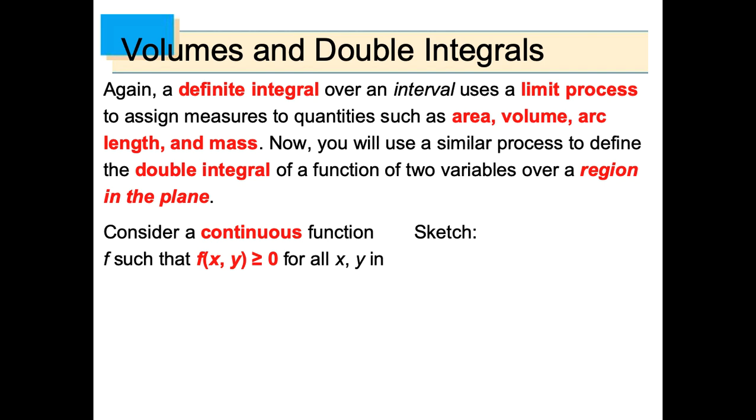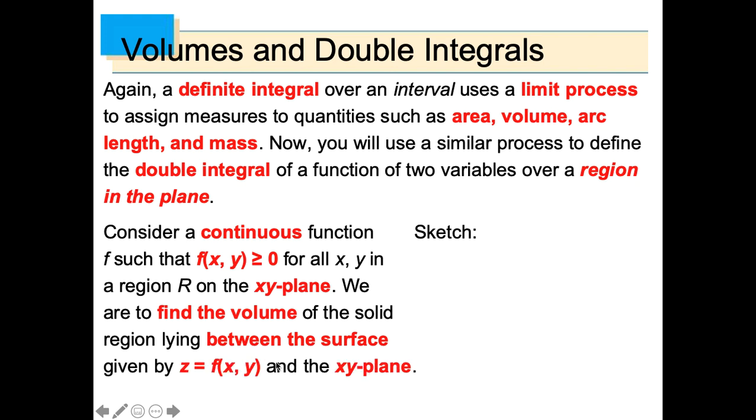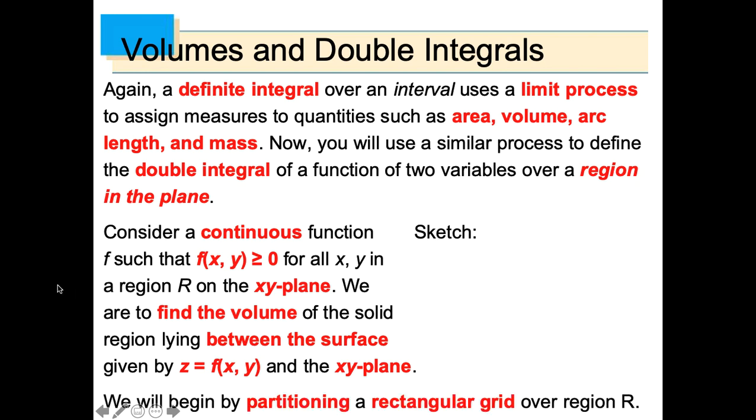So consider a continuous function f such that your function is greater than or equal to 0. Basically, it's like a beach canopy hovering over the ground. And it's hovering, in this case, over the xy plane. And let's say we're trying to find the volume that lies between the surface and the ground. So the xy plane here is the ground. We're going to begin by partitioning the rectangular grid over the region R.